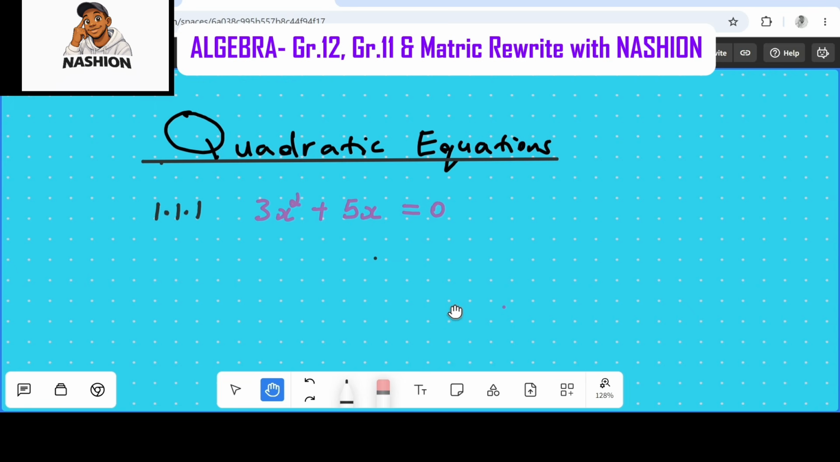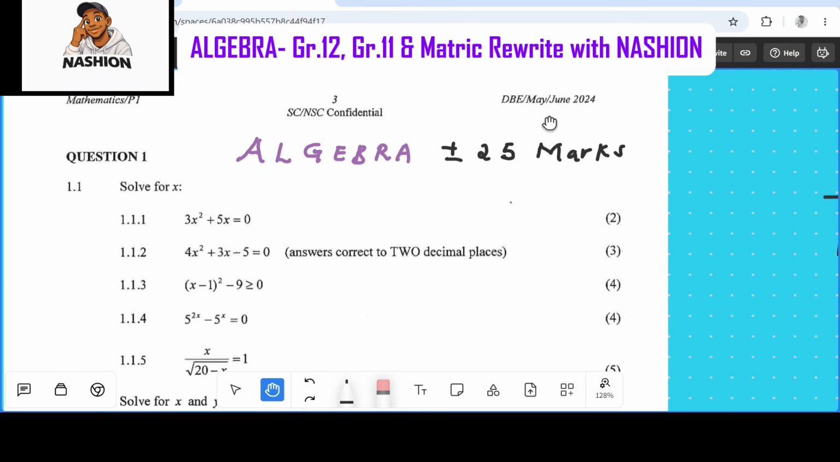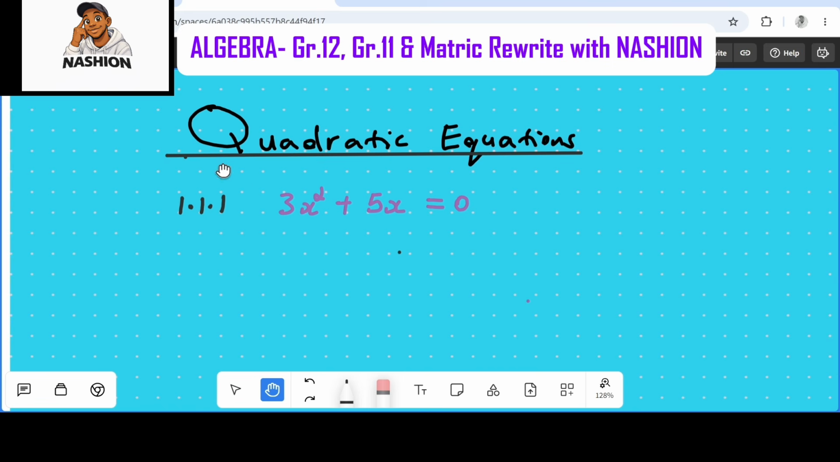Let's start with quadratic equations. Question 1.1.1: 3x squared plus 5x is equal to 0. We took this question from this question paper. That's question 1.1.1 for 2 marks. So how do we solve it? Guys, when we solve any quadratic equation, we need to remember that there is a way to start a question, a way to continue a question, and a way to finish a question.